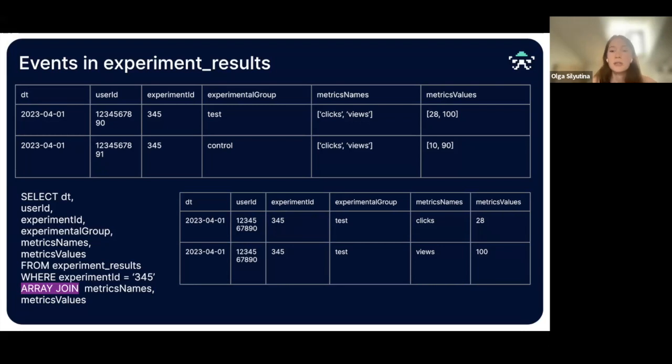You can also make this table in a melted, wide format and use array join just to get the metric names as something like group by, and then you can filter in your BI dashboard all the metrics just by the name of the clicks and get all the metrics values that are corresponding to the clicks in a particular experiment.